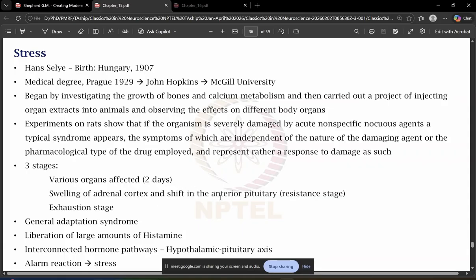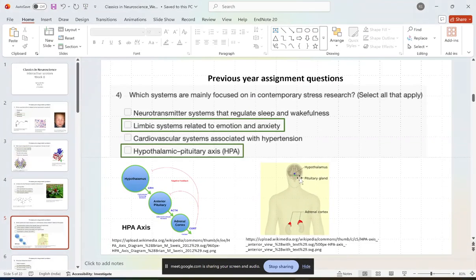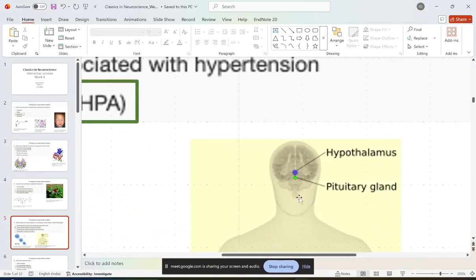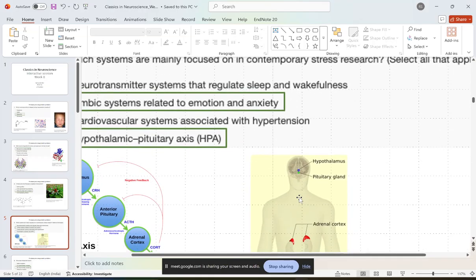Then there was a shift in the anterior pituitary. So where is the pituitary? This is the pituitary gland. We discussed the pituitary gland and the hypothalamus when we were discussing the limbic system previously, if you recall. In the previous lecture videos, in the interactive session regarding that, we had discussed the hypothalamus, the pituitary gland, the interactions between them, the limbic system, and all of this.